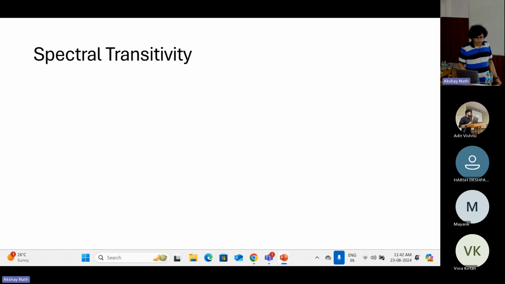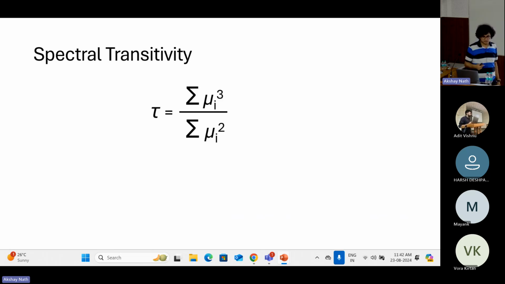Before actually bridging these two, I'll give you the metric first. The metric is spectral transitivity: if you take the normalized adjacency matrix and look at its eigenvalues, look at the ratio of the trace of the cube and the trace of the square. Any guesses on what this behaves like, or anything? What's an upper bound?